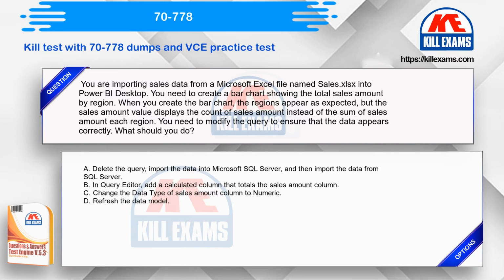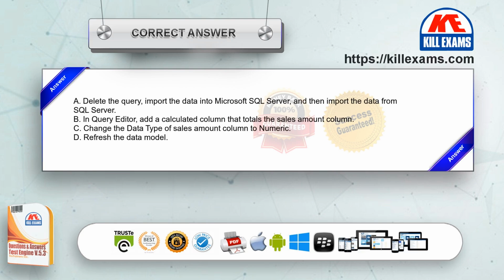What should you do? Option A. Delete the query, import the data into Microsoft SQL Server, and then import the data from SQL Server. Option B. In Query Editor, add a calculated column that totals the sales amount column. Option C. Change the data type of the sales amount column to numeric. Option D. Refresh the data model. The correct answer is option B.